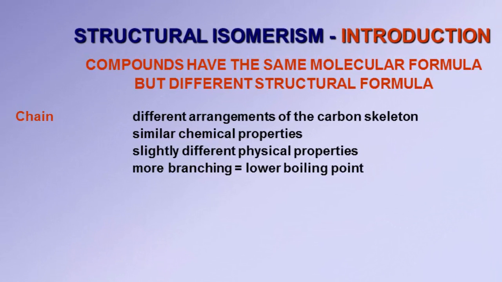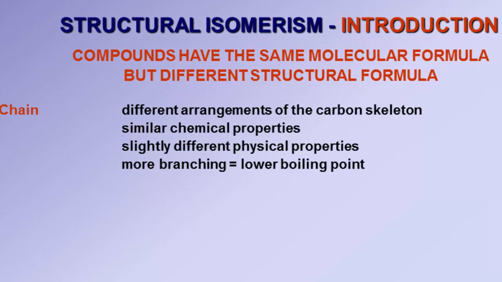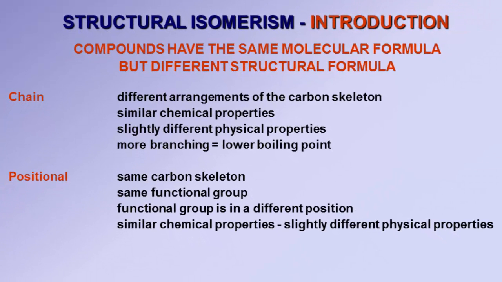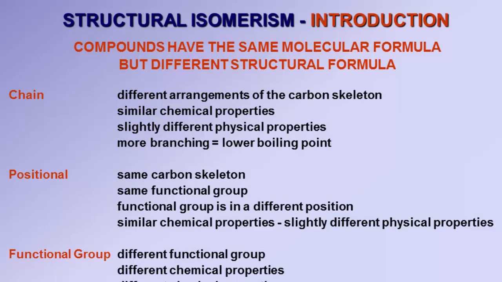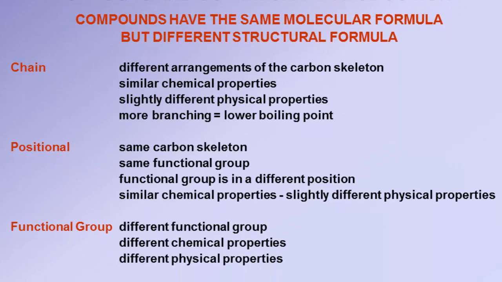Let's start with chain isomers. Chain isomers have different arrangements of carbon atoms, so they just have a different skeleton. They have very similar chemical properties, slightly different physical properties, and the more branching they have, the lower the boiling point. Now, positional isomers have the same carbon skeleton and the same functional group, but the functional group is in a slightly different position. Similar chemical properties, but slightly different physical properties. And finally, we have functional group isomers. These have different functional groups, and thus they have different physical properties and different chemical properties.